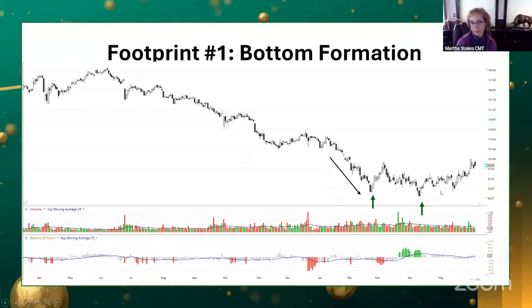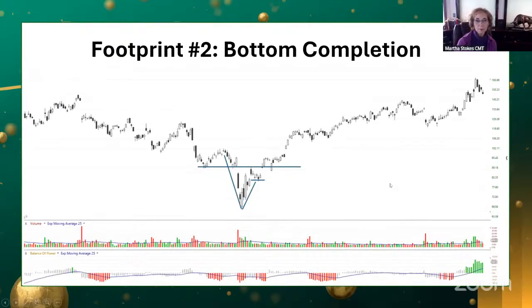This is something that AI can't do, but you have a magnificent brain that will be able to identify these once you learn these over time. Footprint on the bottom completion.